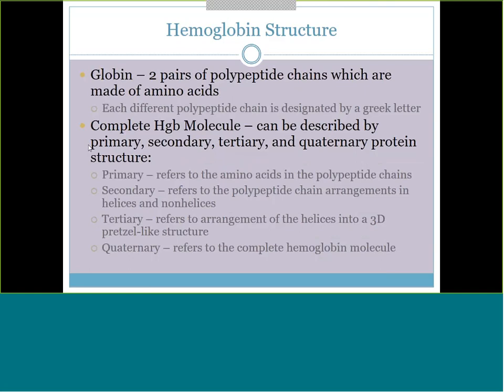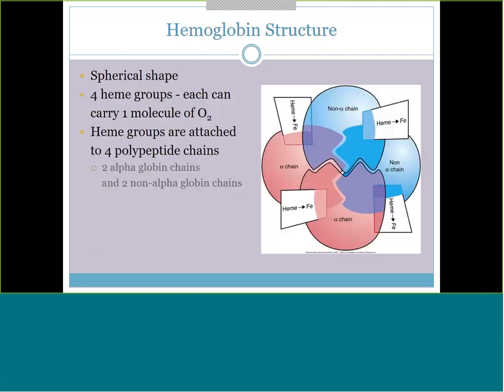So overall, the entire hemoglobin structure kind of goes through 4 steps, if you will. There's the primary structure to the hemoglobin molecule, which is just referring to those amino acids sequenced together in the polypeptide chains. The secondary structure is going to have those chains arranging themselves into helices and non-helices. The tertiary structure is when they actually will fold into more of a 3D-like structure, and the quaternary is actually the entire hemoglobin molecule itself together.